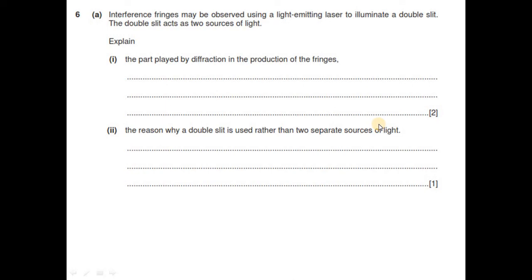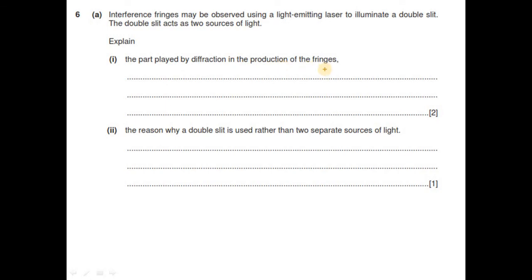Question number 6. Interference fringes may be observed using a light-emitting laser to illuminate a double slit. The double slit acts as two sources of light. Explain the part played by diffraction in the production of fringes.